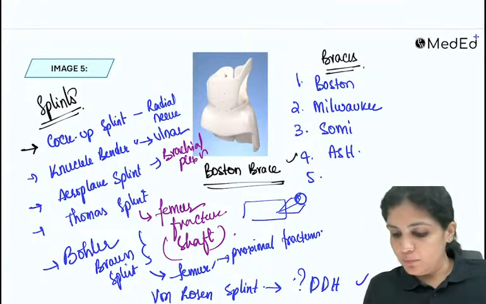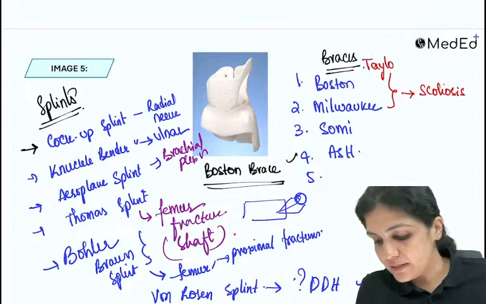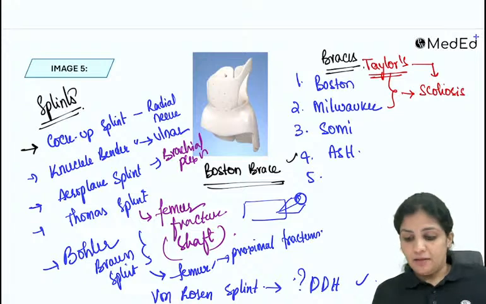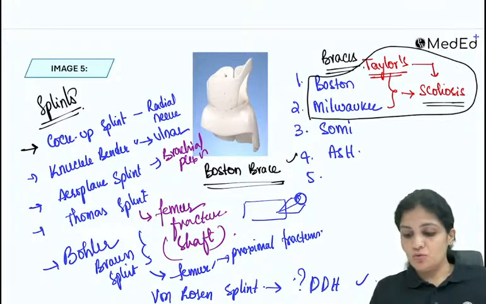Yeah, here the Boston and the Milwaukee are both for your scoliosis. And one more thing you have to remember, the Taylor's brace is also for your scoliosis. The Boston, Milwaukee, and the Taylor's. These three are for your scoliosis.